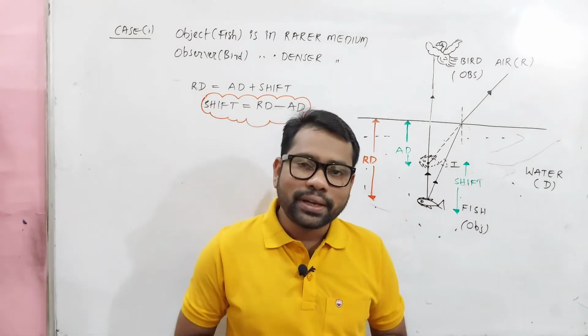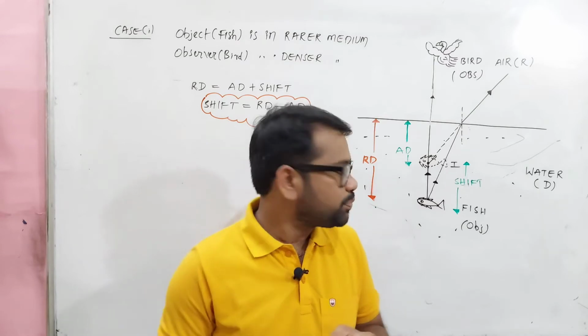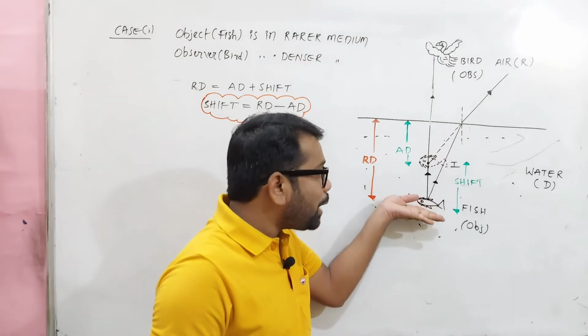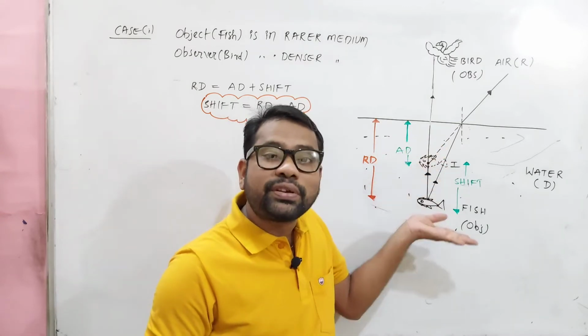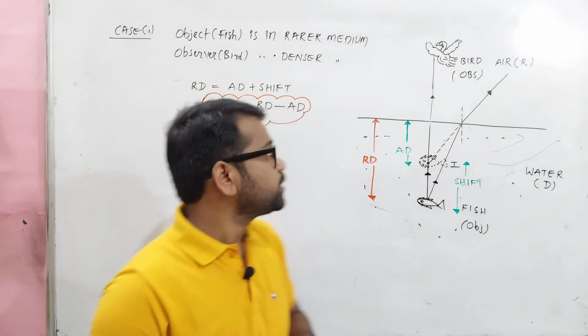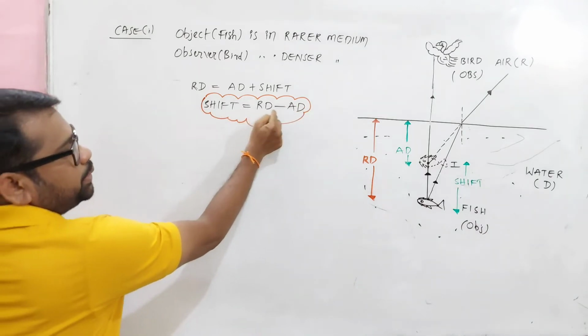So here what is happening, dear children, is due to refraction. This is where the actual object, the fish, is, but it appears as if it is shifted vertically upwards. It is happening just because of refraction. So here shift is equal to real depth minus apparent depth.